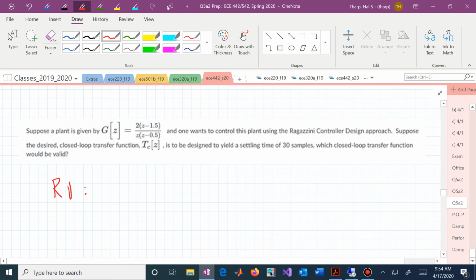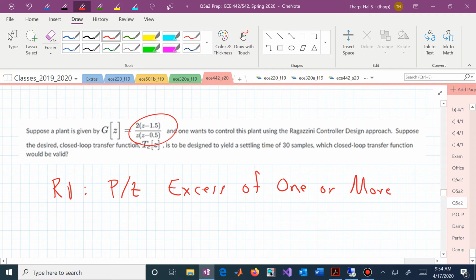What's restriction 1? Restriction 1 says that we need to have a pole zero excess in our T sub C of Z consistent with the pole zero excess of G. So this now says we have a pole zero excess of 1 or more. Our pole zero excess could be larger in T sub C of Z. It just cannot be smaller.